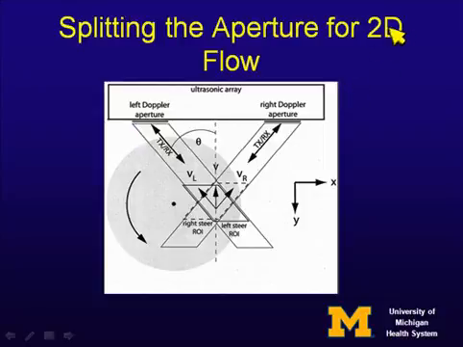So what you can do to get true flow in 2D is to actually split the aperture of an ultrasound array. So you can scan from the right side, steering from the right to left, and then you can scan from the left side, steering from left to right. And in the middle, you end up with two measurements of the velocity at every position. That means you can orthogonalize it into x and y and produce a lateral and axial velocity at every position.